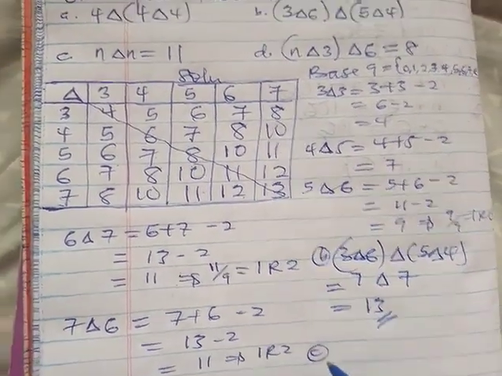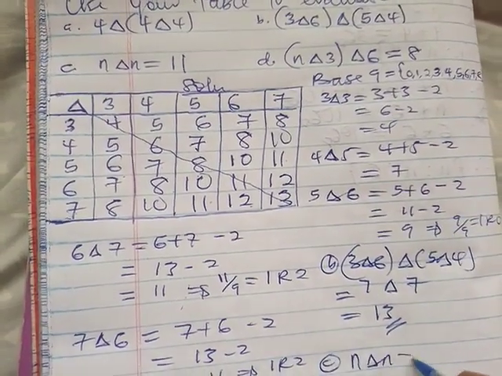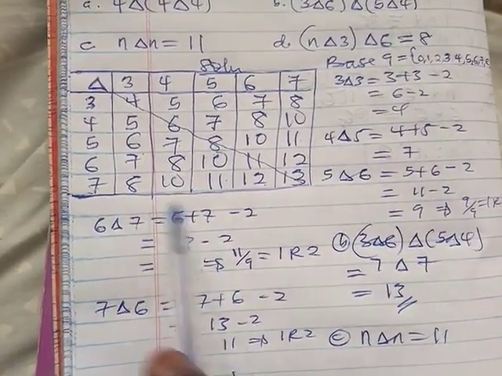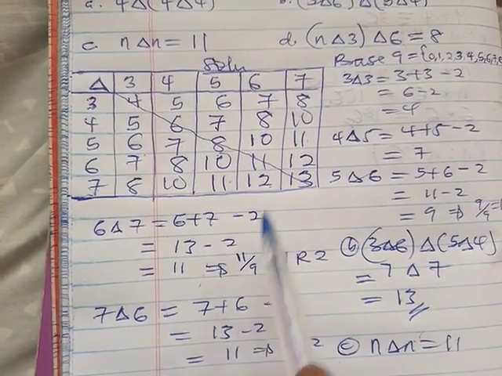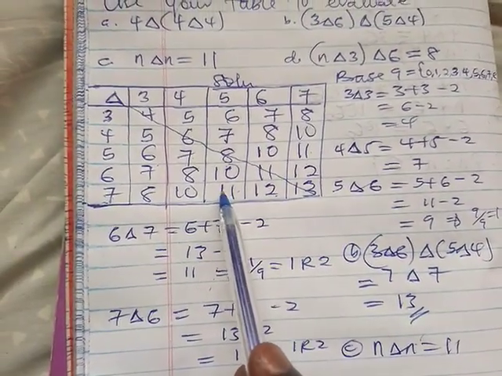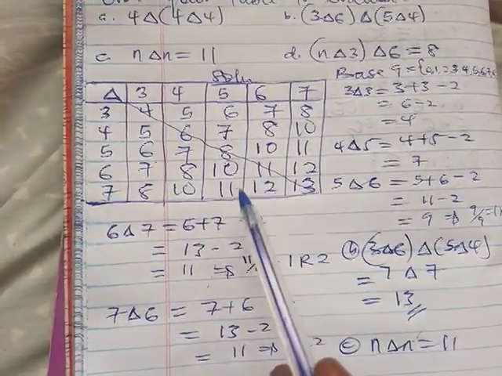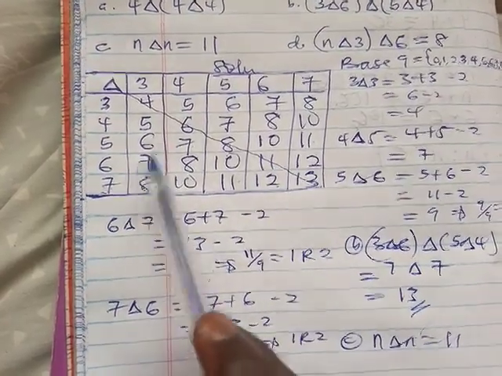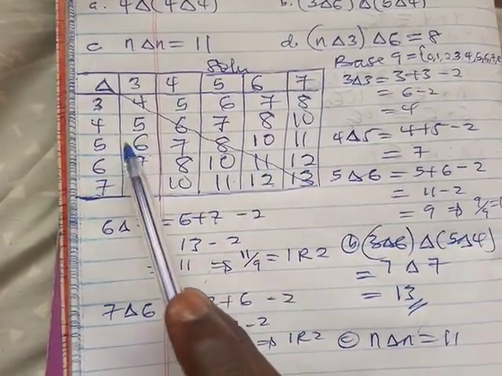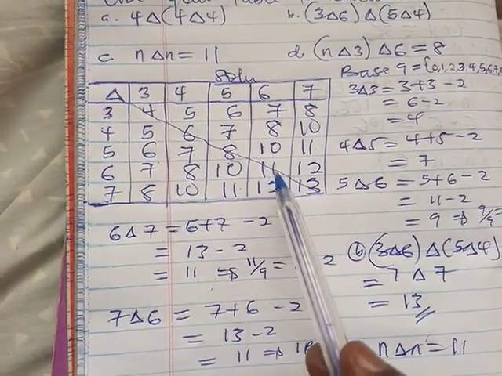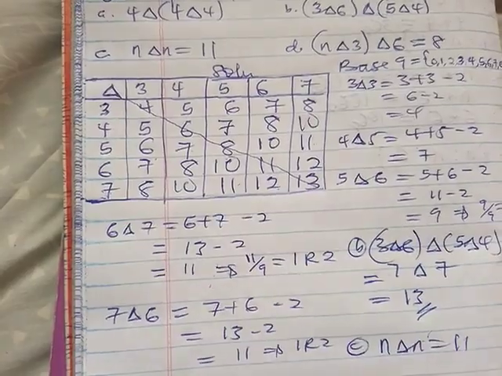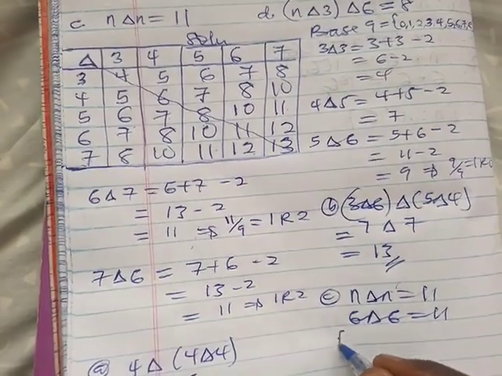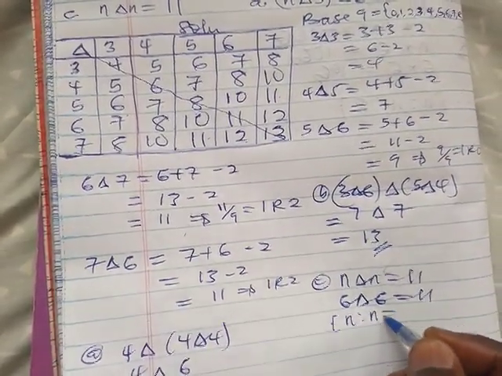Now the next one, C, is n delta n equals 11. So we look for two numbers that when they operate give you 11. Let's check. We have 11 here, and this 11 is coming from 7 5, which we don't like. We are looking for two same numbers. We have another 11 here, which is coming from 6 6, and another 11 here, which is coming from 5 7. So the only 11 that comes from the same number is 6 6. So 6 delta 6 gives 11. So we can construct the truth set: n is such that n equals 6.